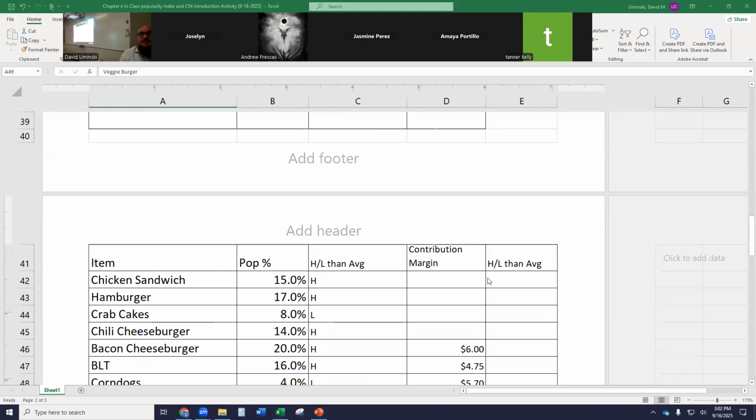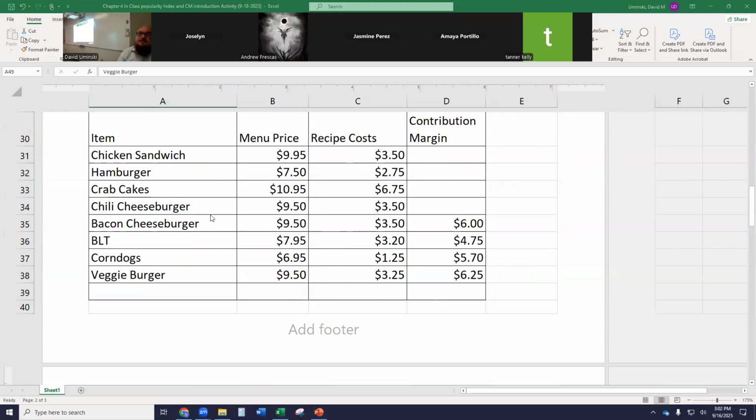All right, so that's our first piece of the puzzle. That's our popularity, high or low. But can we determine what category they go into yet? No. Why? Because we don't know how much they cost. You know, the contribution margin, right?